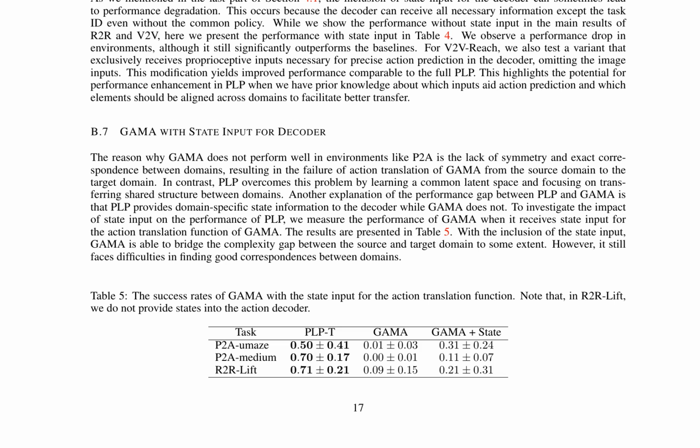Finally, the authors compare the performance of gamma with and without state input for the action translation function. The results, presented in Table 5, show that including state input can help gamma bridge the complexity gap between the source and target domain to some extent, although it still faces difficulties in finding good correspondences between domains. Overall, this section of the paper provides a detailed analysis of the impact of various components and parameters on the performance of PLP and gamma, shedding light on the strengths and limitations of these models in different tasks.